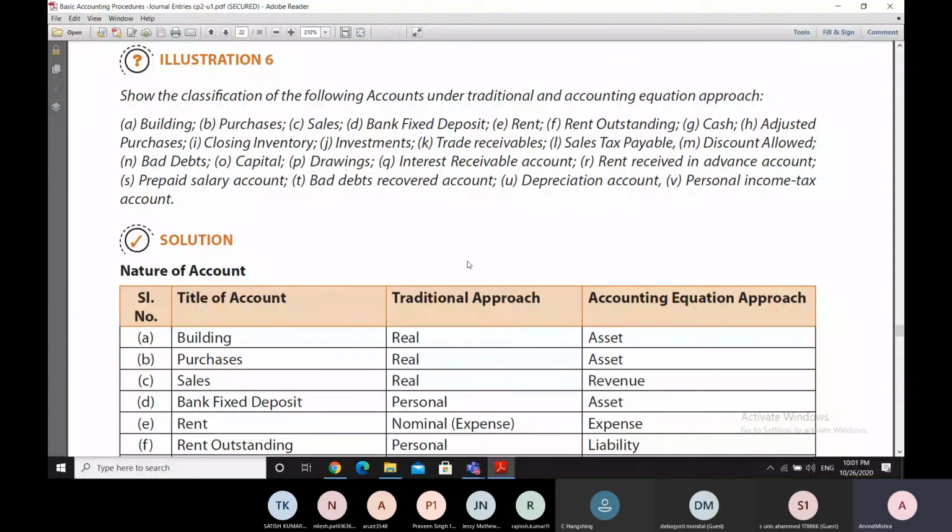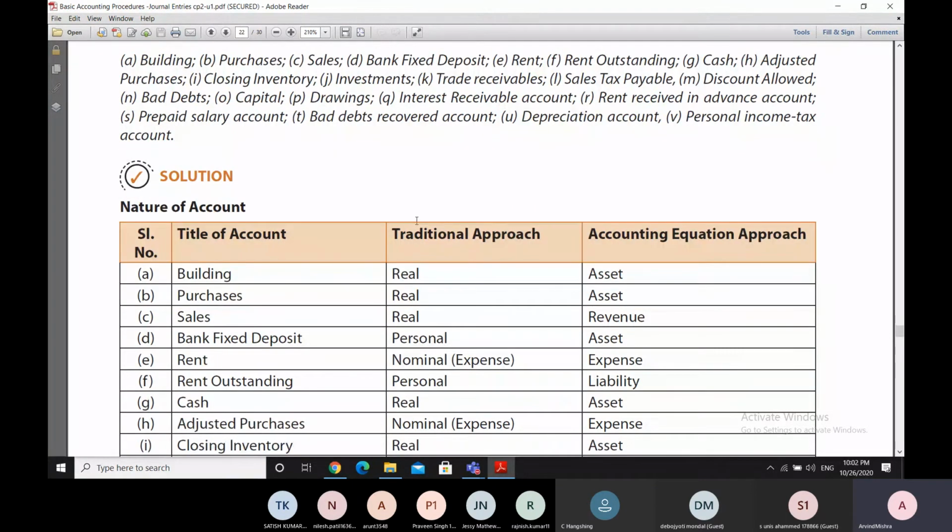Now, in the next illustration, what is being asked is that certain account names are being given here, and what is being asked is to find out what is the nature of that account in the traditional approach, and what is the nature of that account in the accounting equation approach. So as we know that in the traditional approach, the accounts are divided into two broad categories, personal and impersonal. And among the impersonal, we have the real and the nominal. So we say personal, real, and nominal like that.